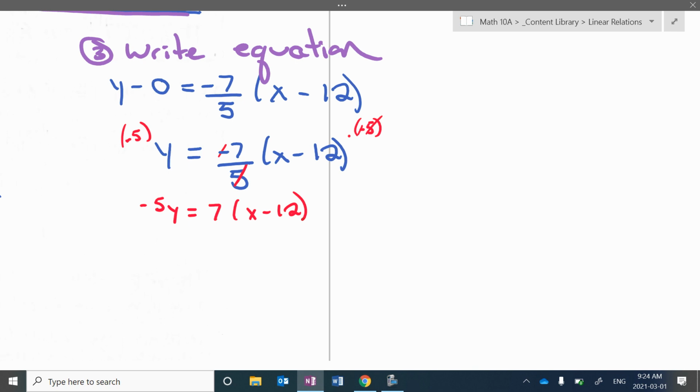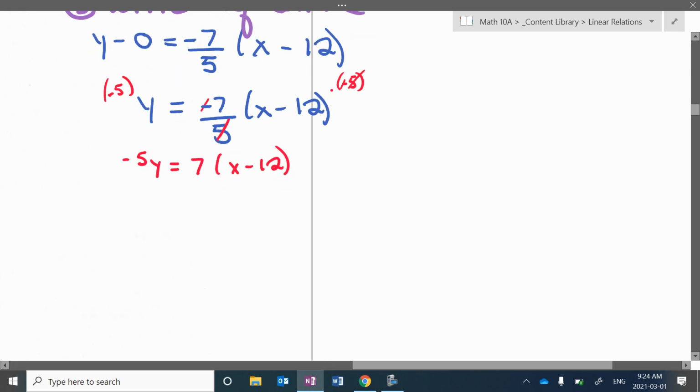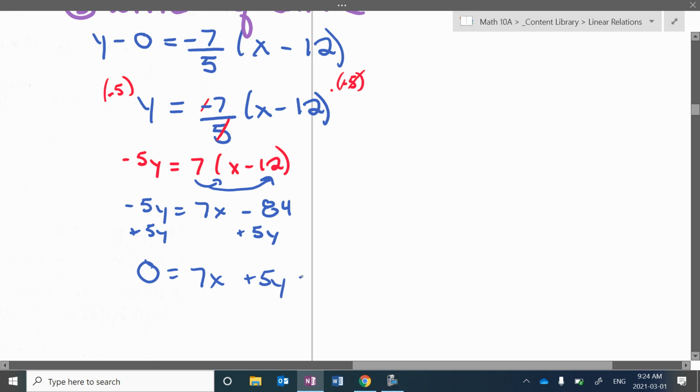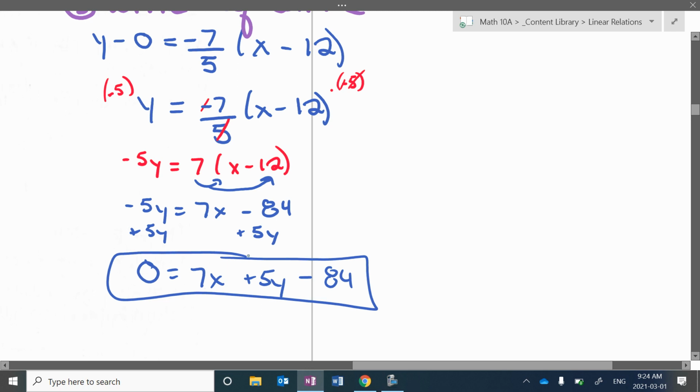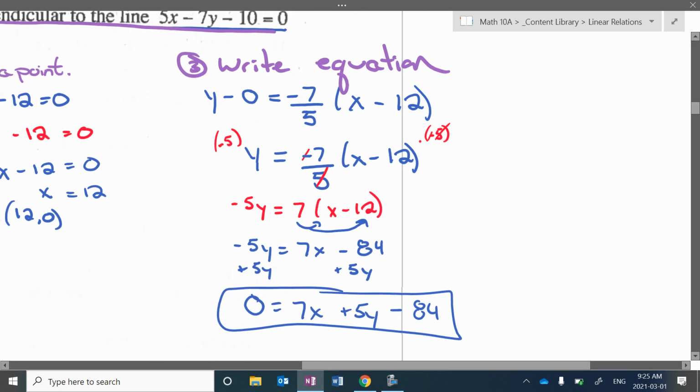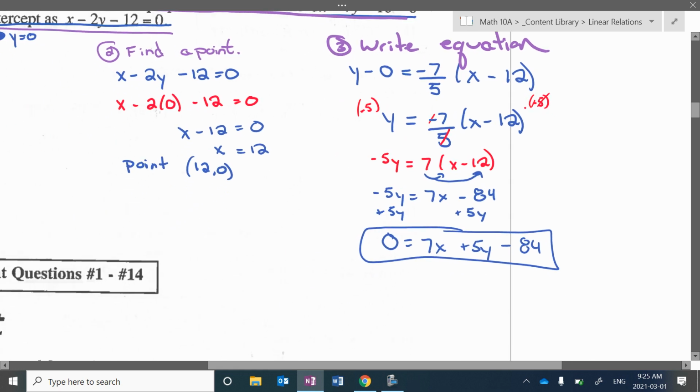Personally, I almost always do distributive property first. That doesn't necessarily mean that's the easiest or right way though. It's just my habit. So now I would multiply that 7 in. So I'm going to get minus 5y equals 7x minus 84, and add 5y to both sides. So then I get 0 equals 7x plus 5y minus 84. Just different ways to do algebra. I just want to make sure you're aware of them so you have those resources. It's really question dependent, I find, which way is a little bit easier.